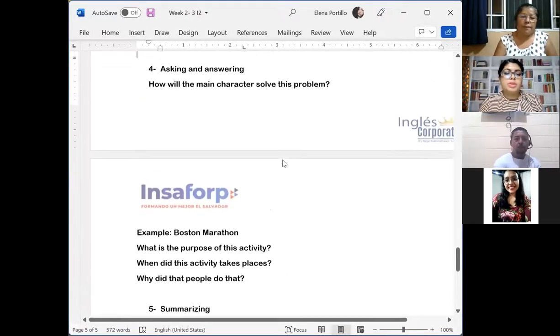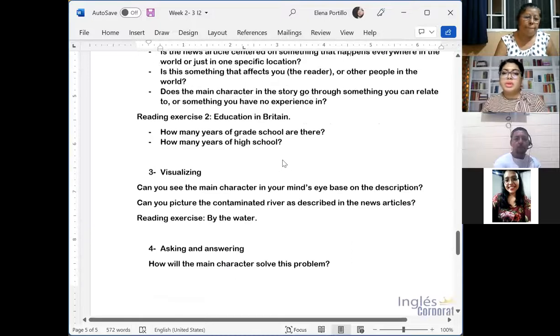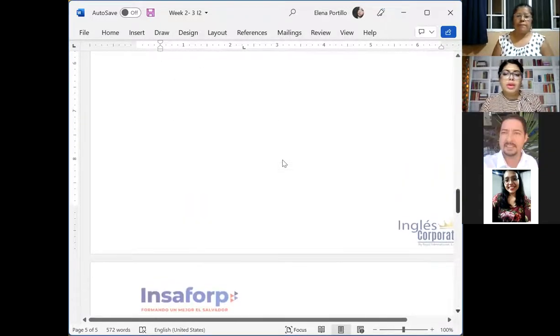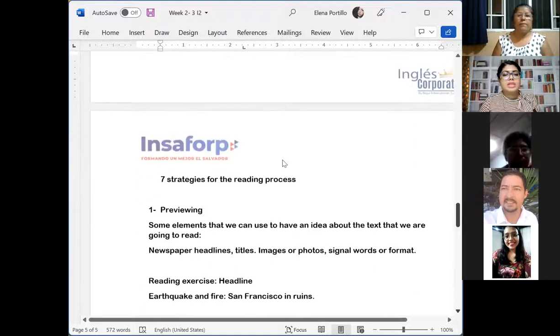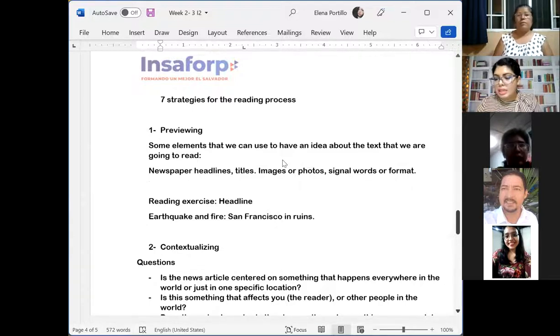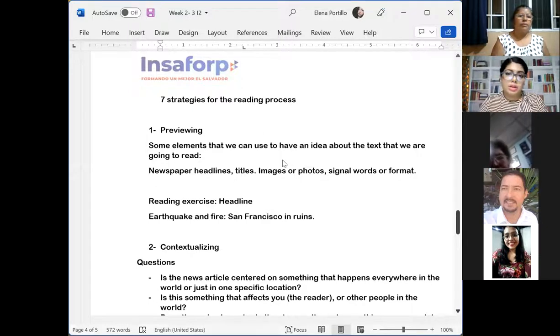So we have some strategies to improve the reading process. And we have some information here. And we have 7 strategies for this reading process. And we have left 2 strategies to improve the reading process or to know how to do it when we are learning a new language. So we have the number 1, that is the preview.